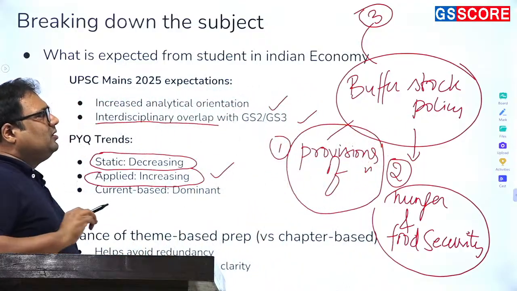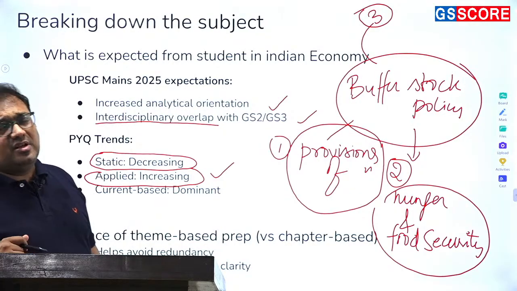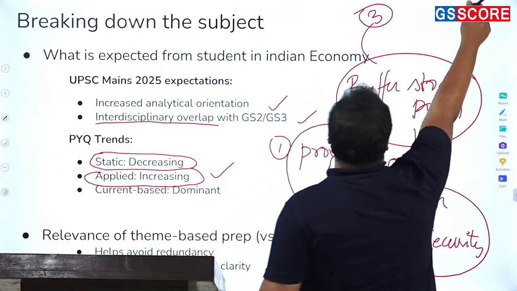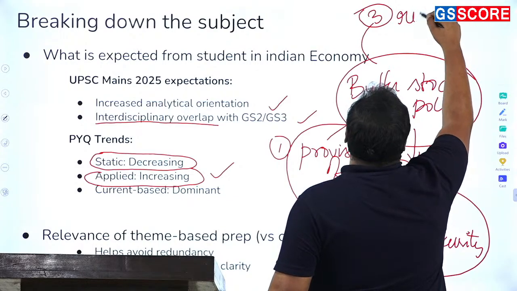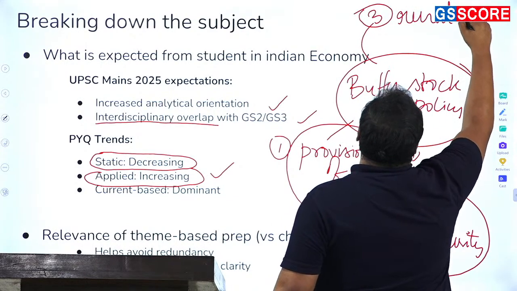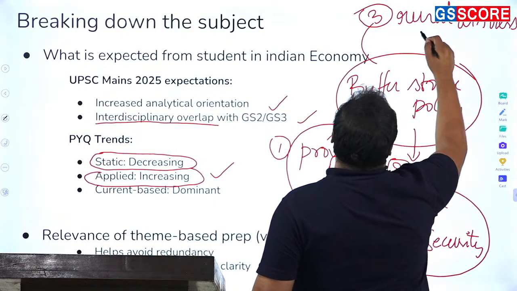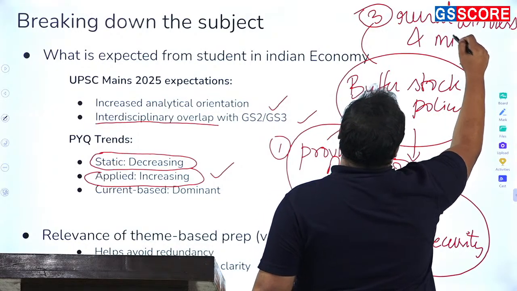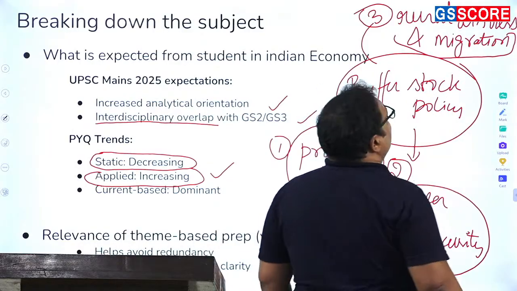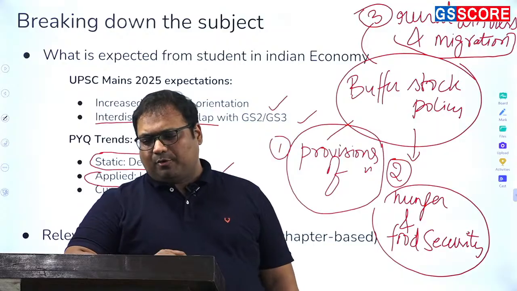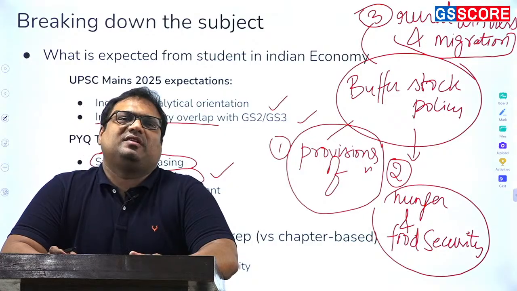if they talk about the need to adopt the new buffer stock policy to ensure the reduction in rural distress and migration, then it would become more of an interdisciplinary question. So this is what I was talking about. Same topic, they can ask in multiple ways.